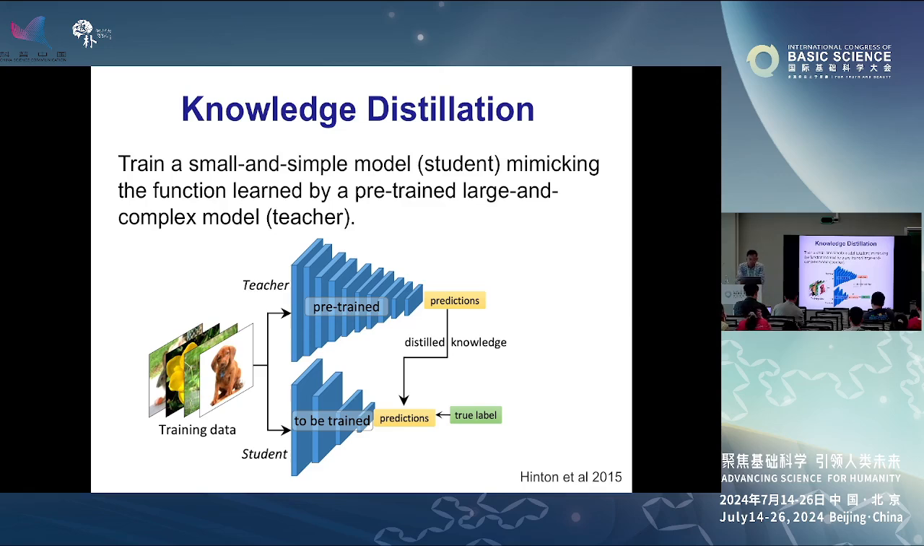Geoffrey Hinton, in a 2015 paper, called this process knowledge distillation. Right now, knowledge distillation is still the most popular method in current neural networks. For example, every time Meta releases an open source large language model, they always release two versions. One version is a large one, and the other is a smaller one. The smaller one is actually trained using this knowledge distillation idea.